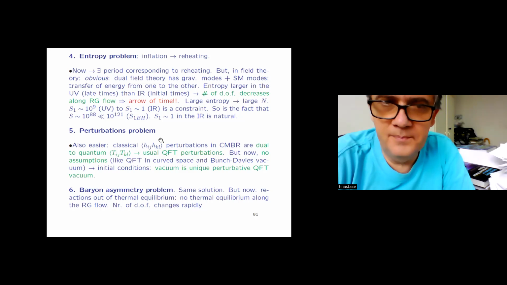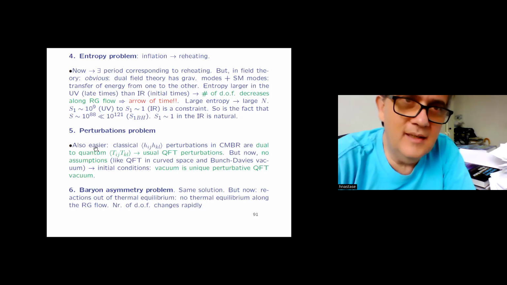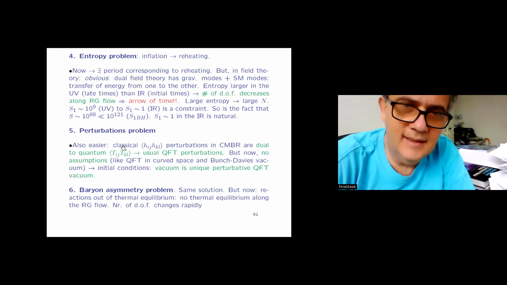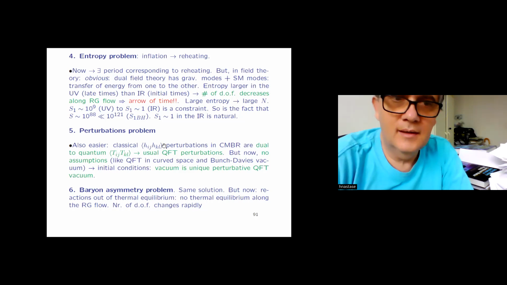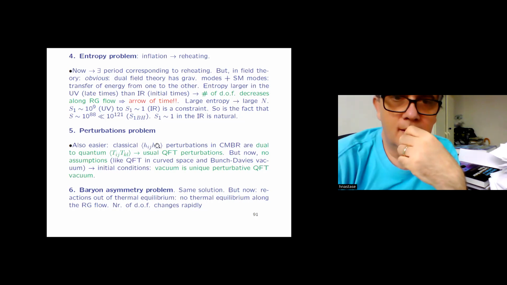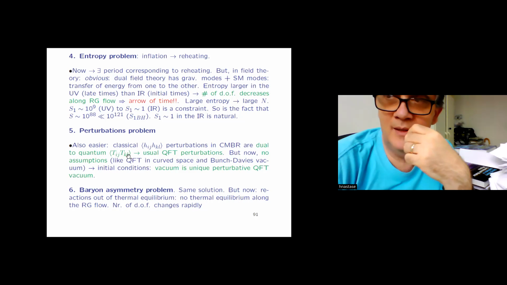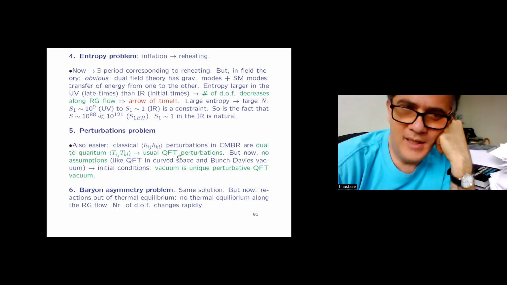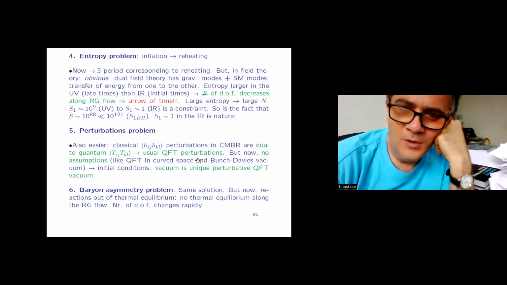Okay, the perturbation problem, it's also easier to understand in holographic cosmology, because the classical perturbations that one sees in the CMBR are dual to these quantum perturbations of the energy momentum tensor, which are just usual quantum field theory perturbations. And moreover, now there are no more assumptions.